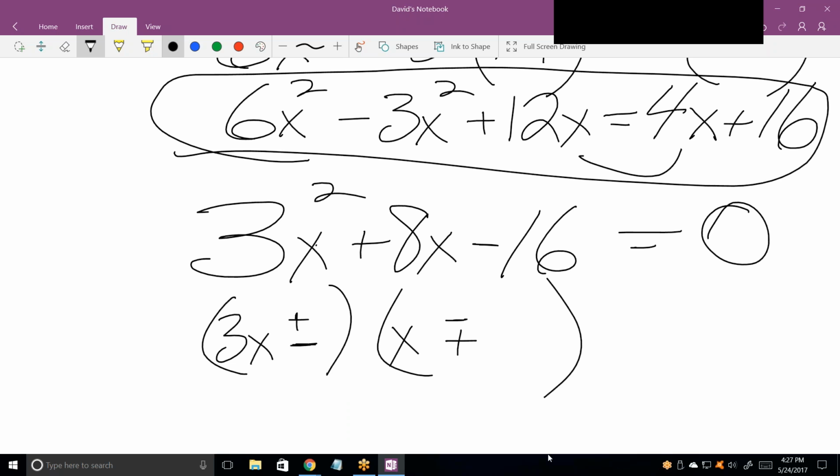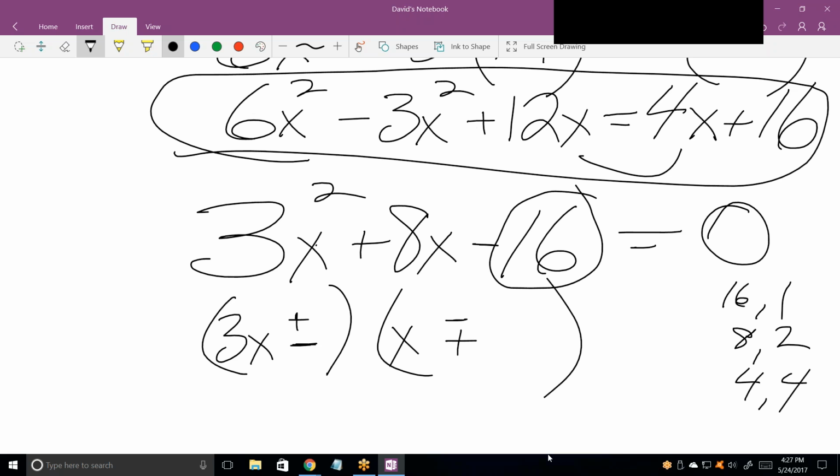Now I just have to play around with factors of 16. There's 16 and 1, there's 8 and 2, and there's 4 and 4. That's it. What I generally tell people is try the two that are closest together first. So we are definitely in a trial and error process here. There is no algorithm that I know of other than trial and error. I'm always going to try the two factors that are closest together.